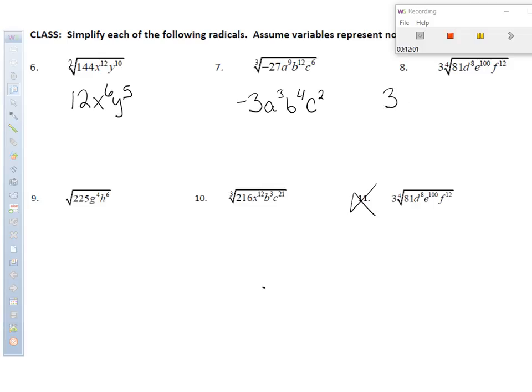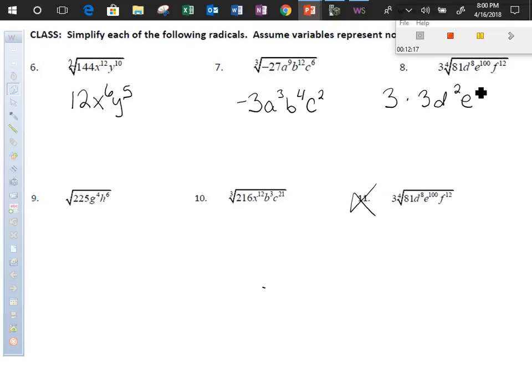Now we're in the 4th root, so now you're at the bottom of your sheet. The 4th root of 81 is 3. And then I'm going to have a d squared, a e to the 25th, and a f to the 3rd. Now to bring this home, 3 times 3 is 9, so I got 9, d squared, e 25, f to the 3rd.